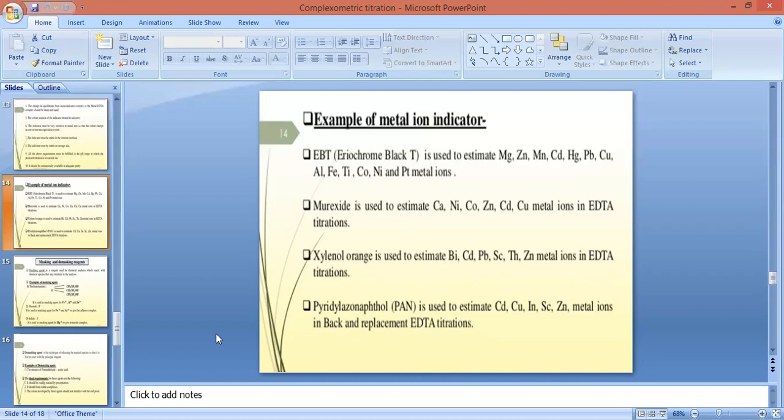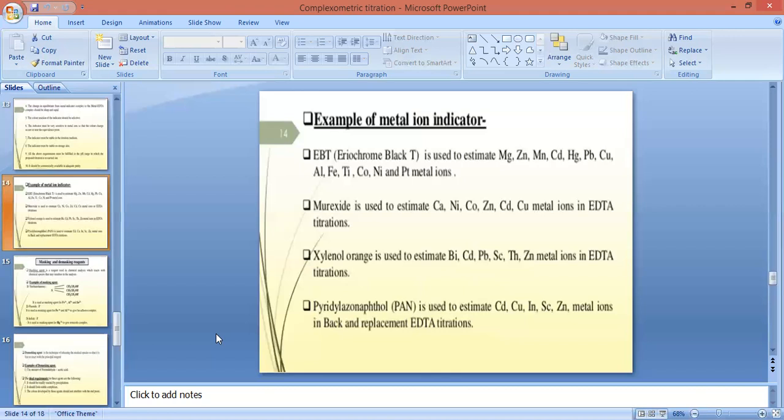When we add the standard solution drop-wise from the burette to the contents in the conical flask, there is formation of a complex between the complexing agent and the metal ion, that is the Mg-EDTA complex, with the liberation of a proton, that is H+. So this is the introductory part of complexometric titration.